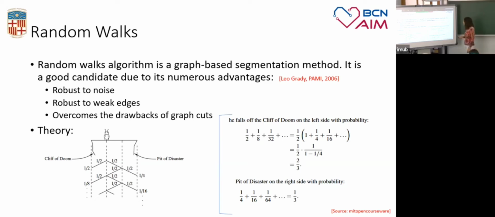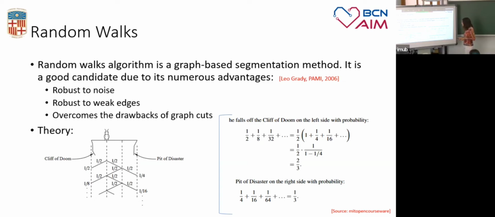So if he falls off the cliff of doom, the probability is 1/2 at each step. We go down 1/2 and 1/2, so we multiply this one by this one. This is why you have 1/4. Or you have also this option from here and from here and from here as well. So you have all the options that you have.